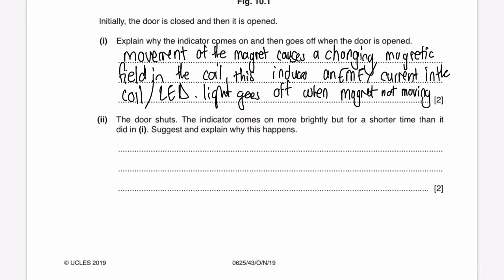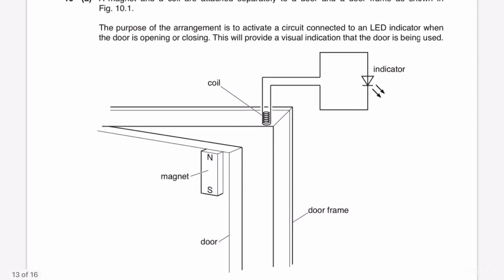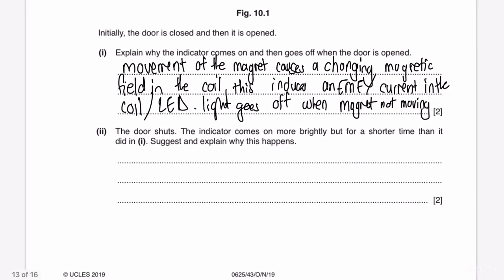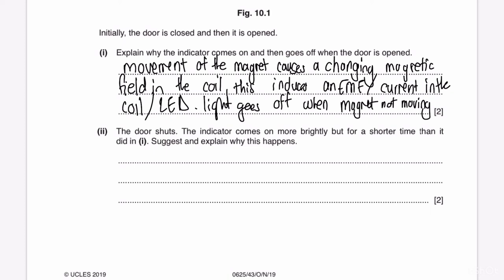ठीक है, सो द सेकेंड वन इज: द डोर शट्स, द इंडिकेटर कम्स ऑन मोर ब्राइटली बट फॉर अ शॉर्ट टाइम, देन इट डिड इन वन. सजेस्ट व्हाई दिस हैपेंस. जब दरवाजा बंद होता है, इंडिकेटर ऑन होता है, बट इट बिकम्स मोर ब्राइट फॉर अ शॉर्ट टाइम. ऑब्वियसली डोर बहुत जल्दी से बंद होता है, तो इट्स फास्ट EMF बीइंग प्रोड्यूस्ड इन द कॉइल, देयरफॉर अ हायर अमाउंट ऑफ करंट इन द LED.